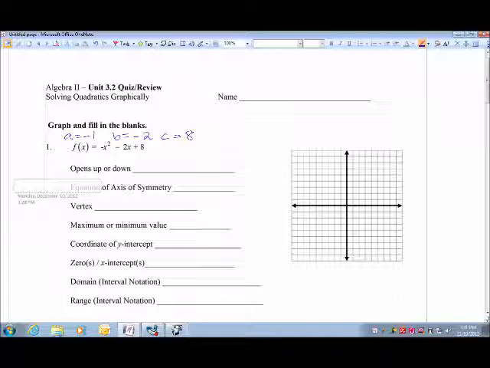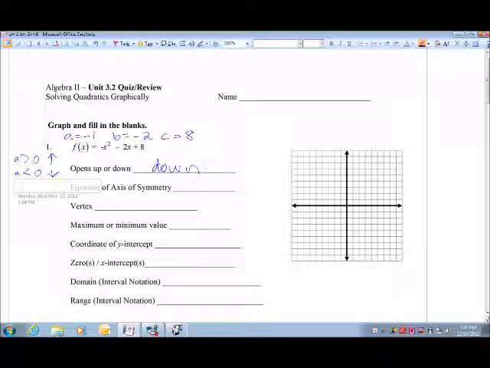Now, if a is positive, the graph is going to open up. So if a is greater than 0, it's going to open up. If a is less than 0, my graph is going to open down. So here a is less than 0, so this graph is going to open down.